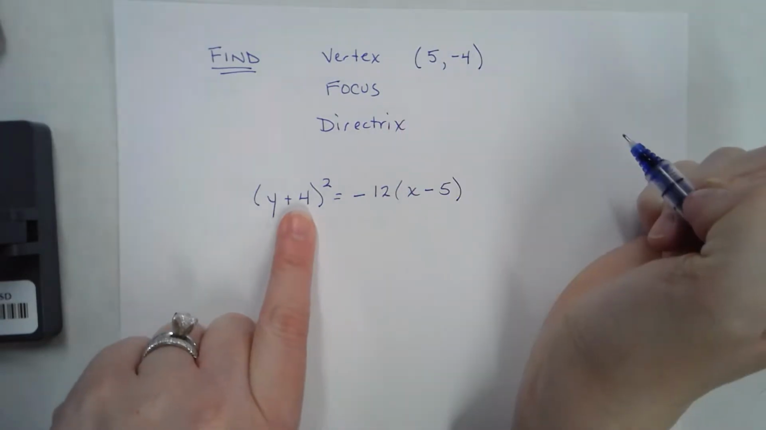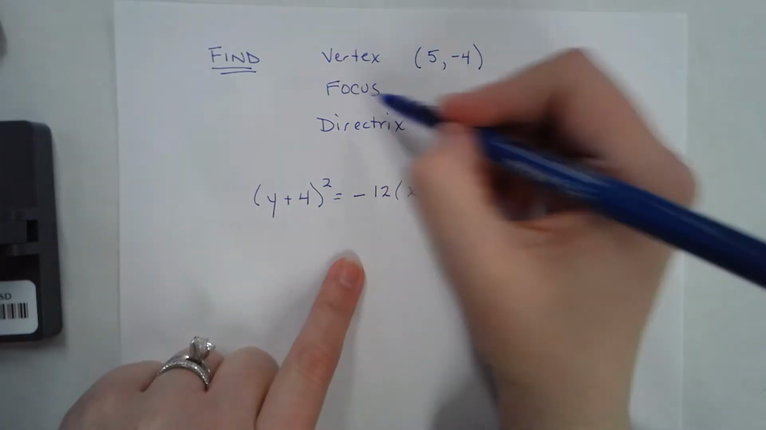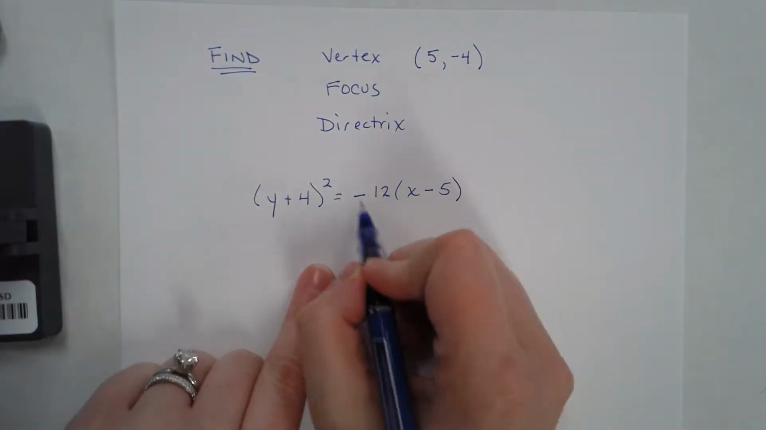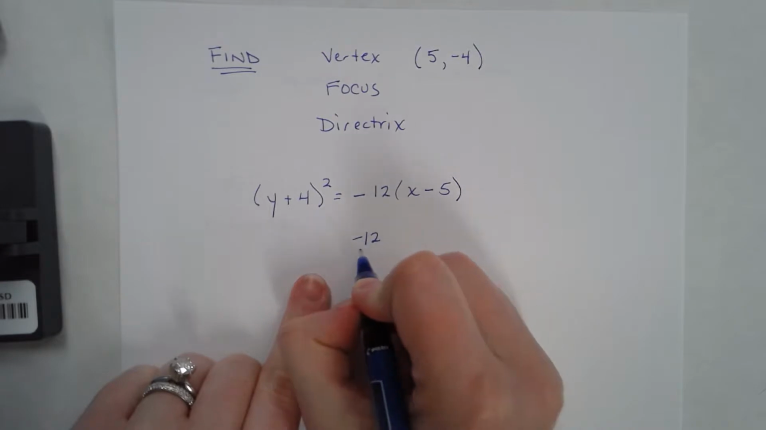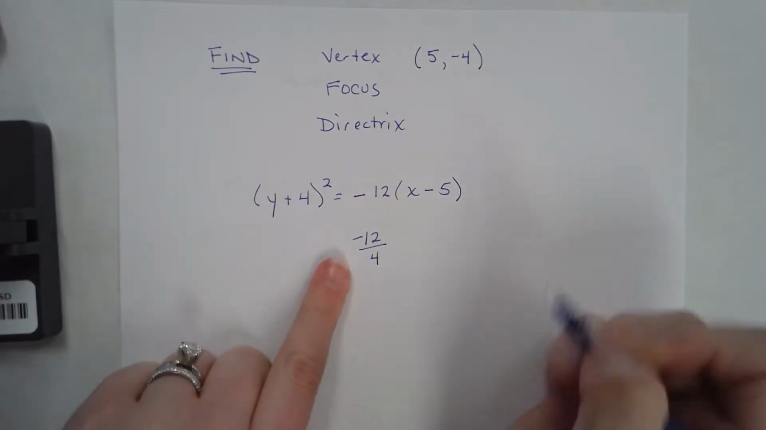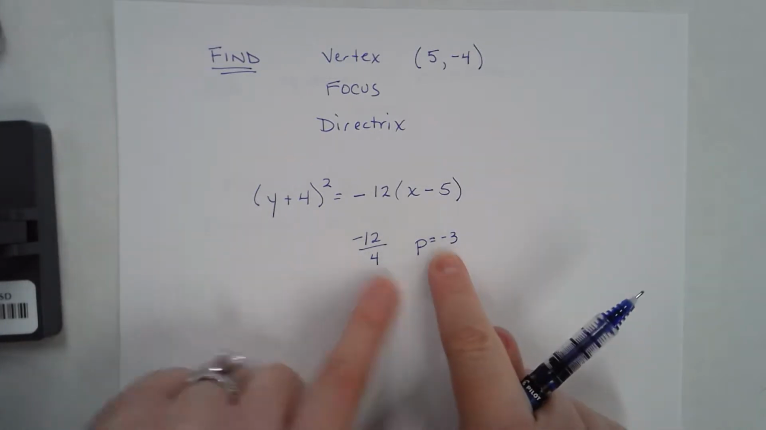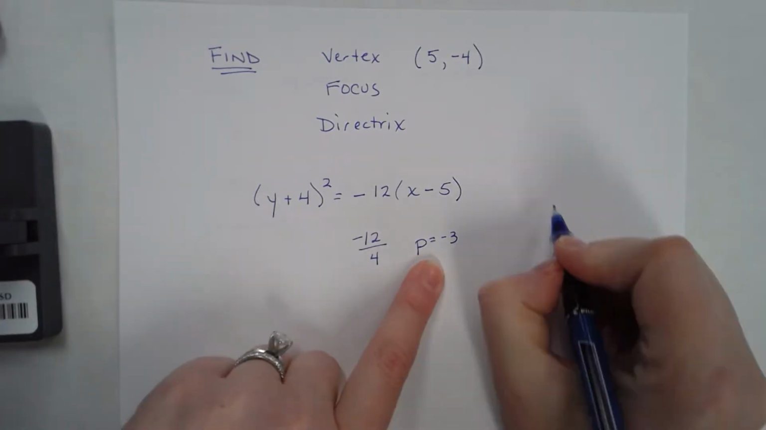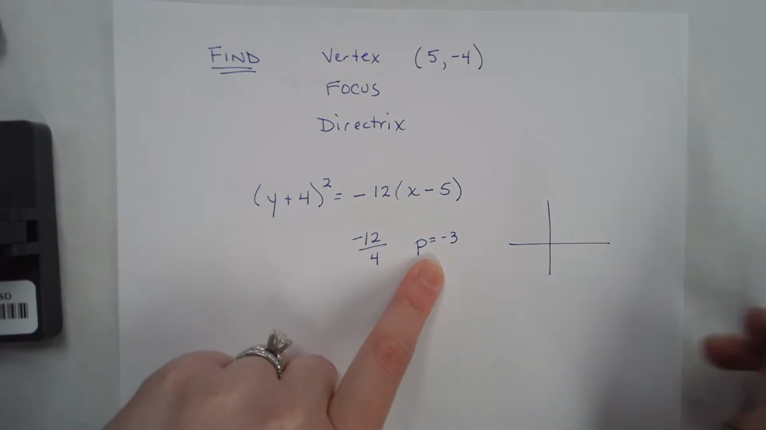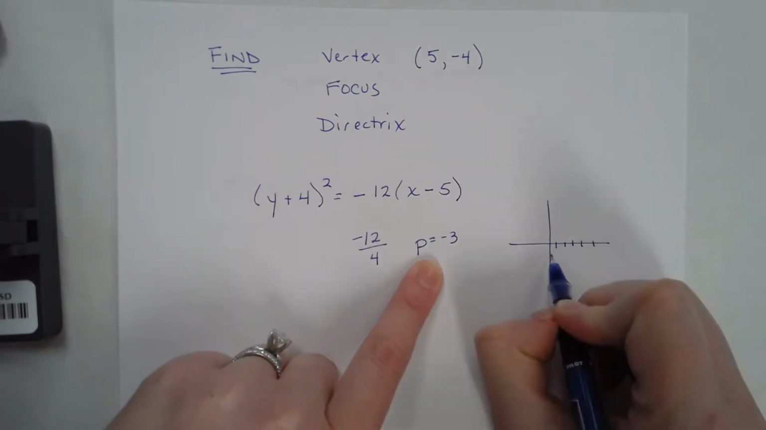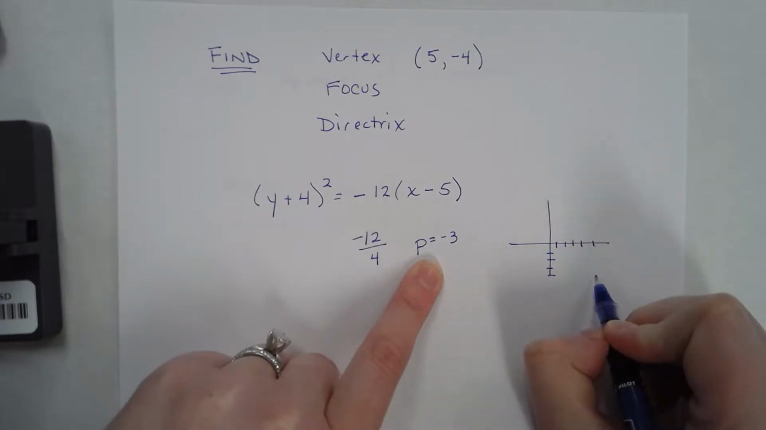Now to find the focus, if you look at this, you always take this number in front, -12, and divide by 4. So that tells me that the value of P is -3. This is what's telling me to move. If you want to sketch a graph, it gives you a nice visual. My vertex is at 5, -4. So that's where I am right here.